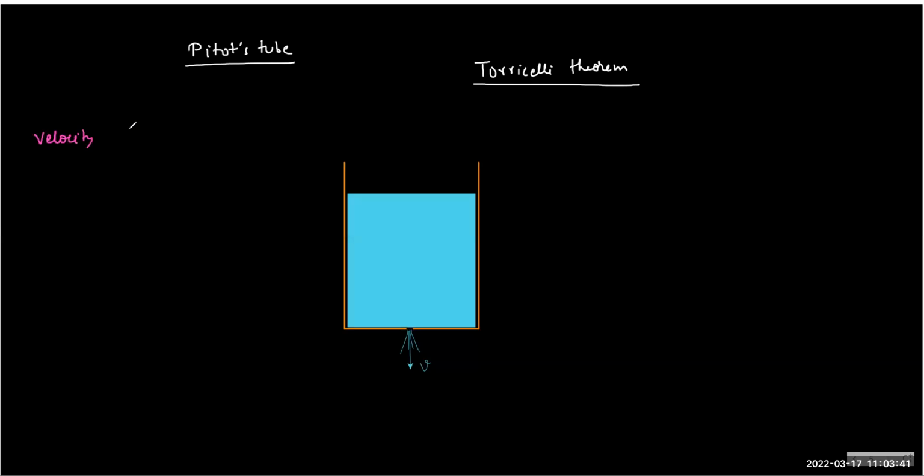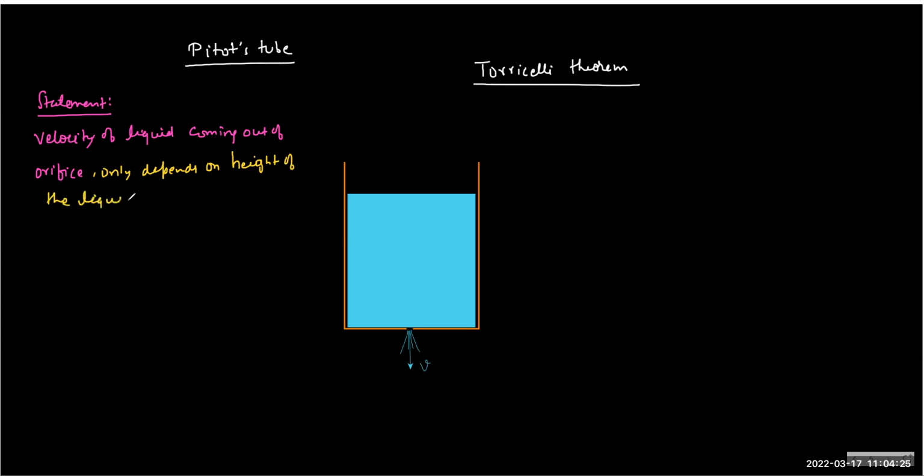the velocity of efflux, or simply the velocity of liquid coming out of an orifice, only depends on the height of the liquid above the orifice.